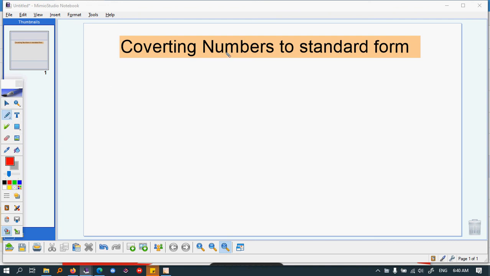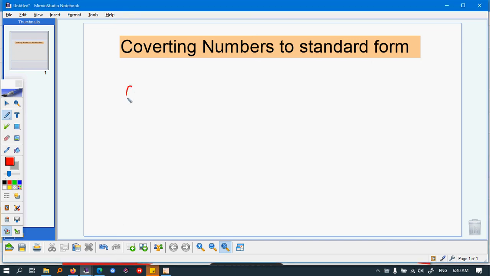Welcome. In this video, I will be discussing how to convert numbers to standard form. Now, as earlier discussed, standard form is having numbers in the form a times 10 to the power n, where your a is between 0 and 10. That is, bigger than 0, less than 10.